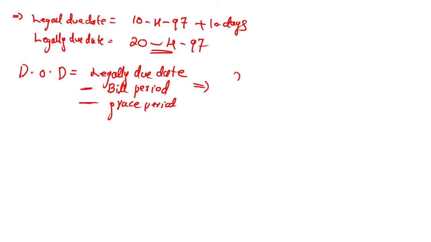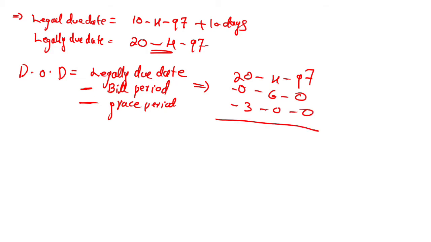This implies the legally due date is 24/97, bill period equal to 6 months given, grace period equal to 3 days. Okay, 20 minus 3 means 17. Then you need to go back 6 months. Which month will come? See, 4 month is there. 4 means April 97.